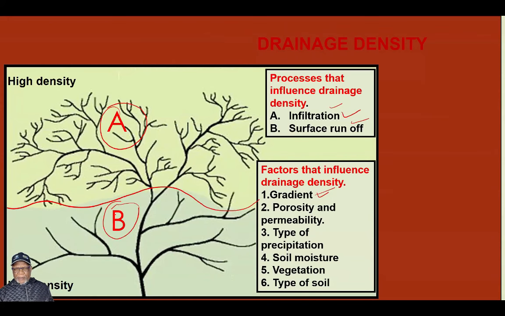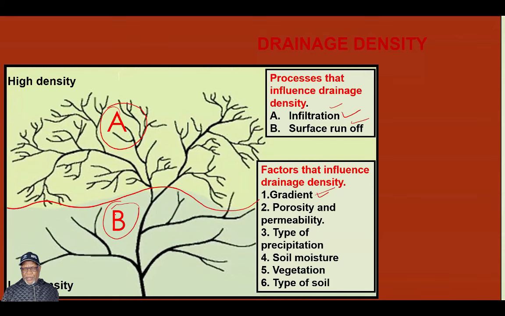Then we say type of precipitation. It means at A, there was heavy rainfall, which means that it rained quickly. There was not enough time for it to infiltrate. That is why we have high density. But at B, the rainfall was slow, soaking, more infiltration, and therefore less density. Because there is more infiltration and less surface runoff.